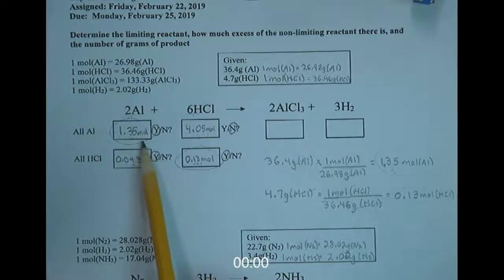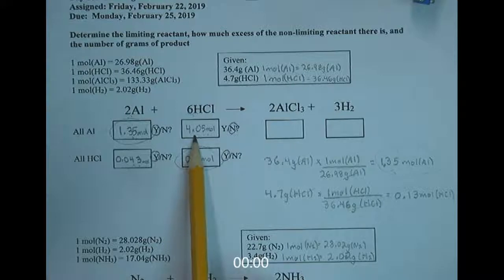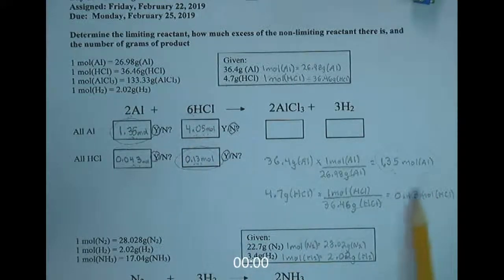On the top, however, we don't. We have this much aluminum, but in order to make all of that burn up, we would need 4.05 moles of HCl, and we already determined we don't have anywhere near that. We only have 0.13. So this reaction on the top will not work.